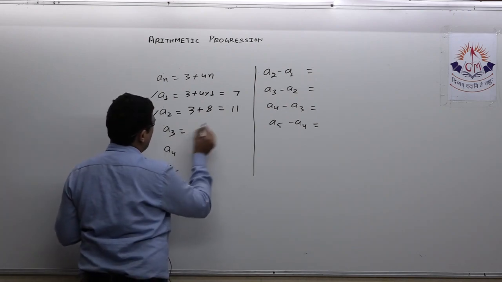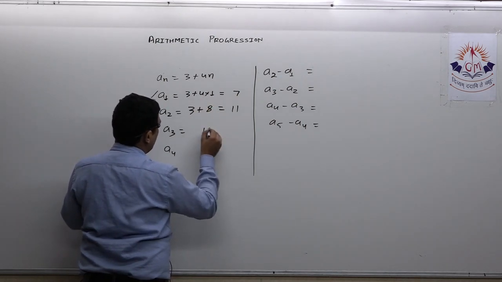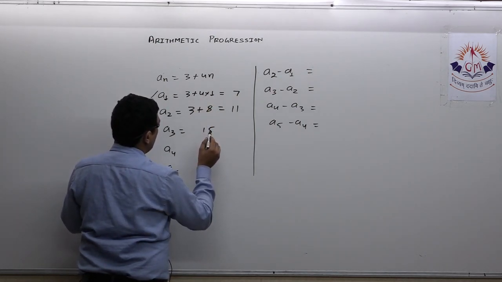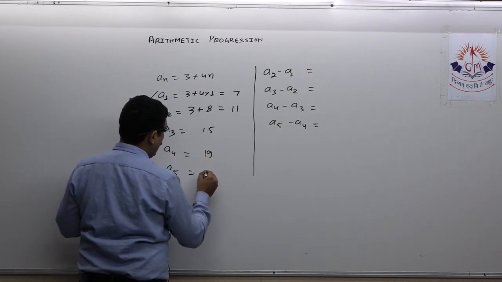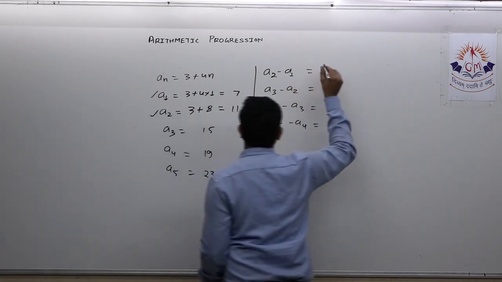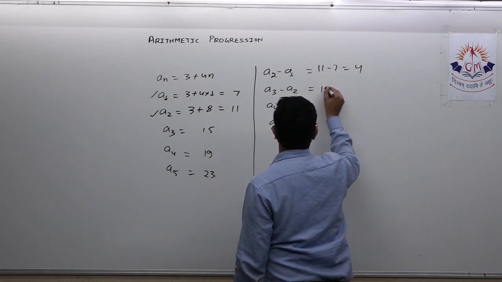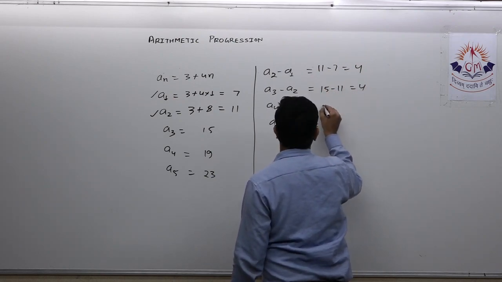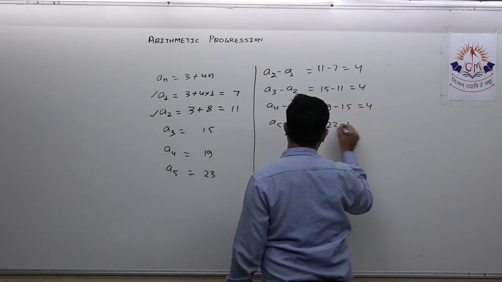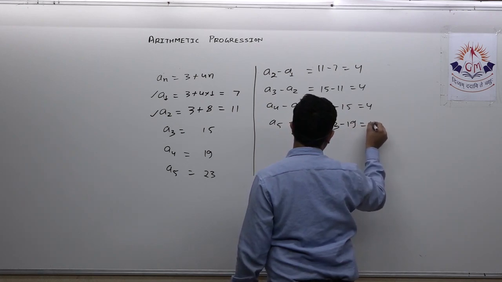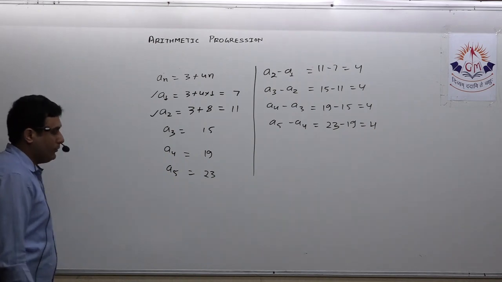So you can check over here, it is 7, then 11, then 15, then 19, then 23. Now definitely you can check: 11 minus 7 is 4, 15 minus 11 is 4, 19 minus 15 is 4, 23 minus 19 is 4. So the common difference is the same, so it's an AP.